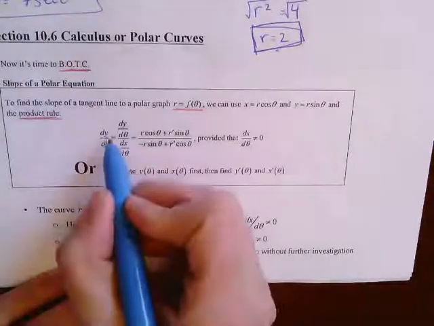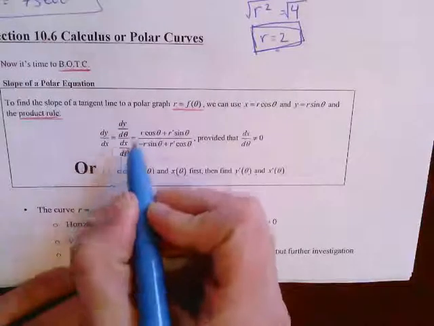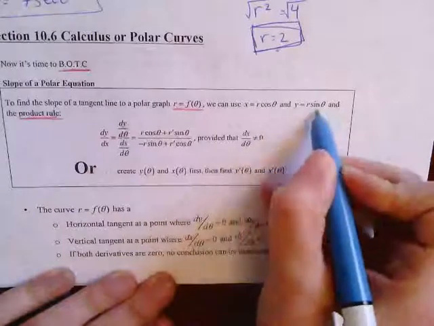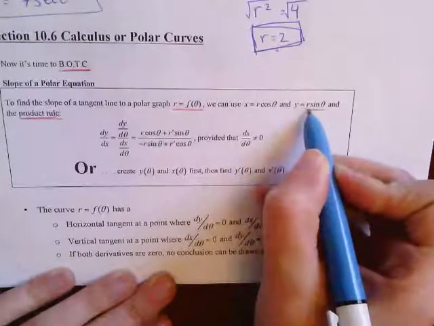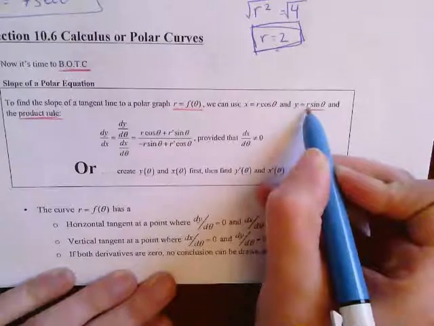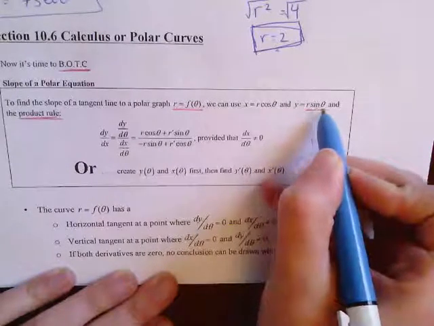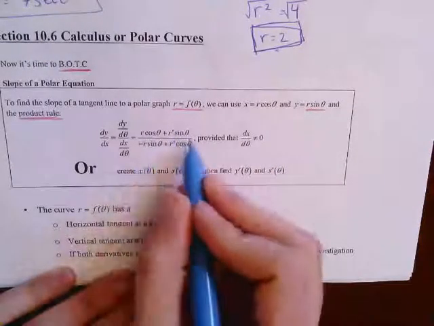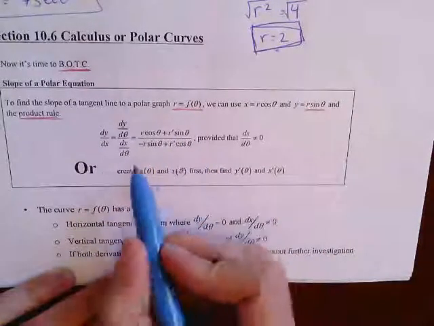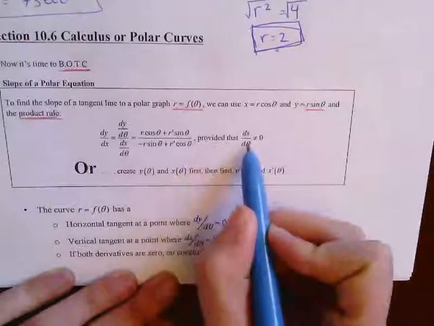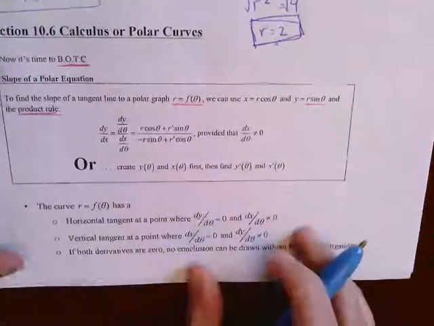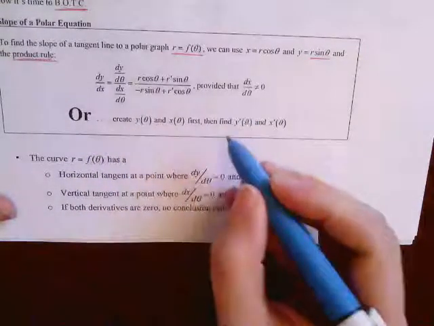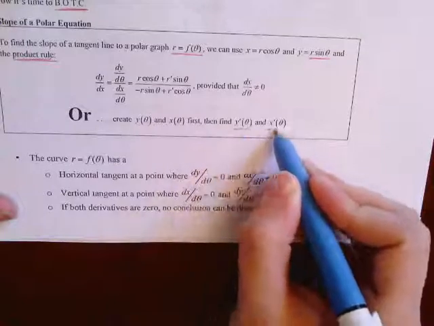So the slope, which is dy/dx, is going to be the derivative of y over the derivative of x. And to find the derivative of y, we're going to need to use the product rule. So basically the first guy times the derivative of the second guy plus the second guy times the derivative of the first guy. And you do the same thing at the bottom. Clean this up if you have to, if the equation allows it. And remember that the denominator cannot be 0. Or you can create y of theta and x of theta first, and then find the derivative of each individual one.